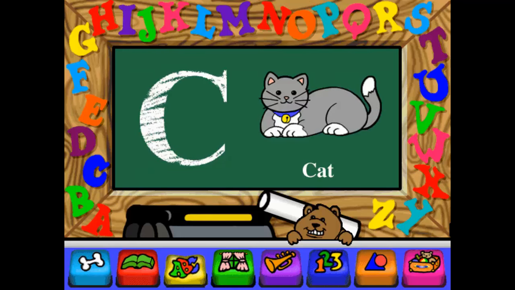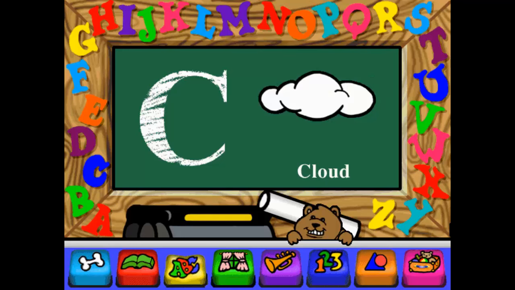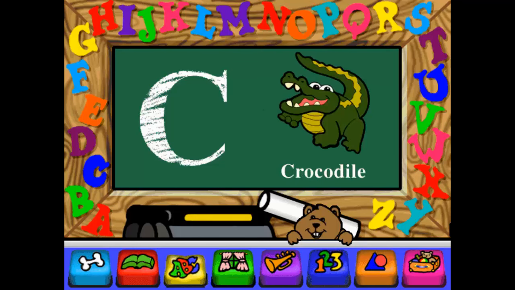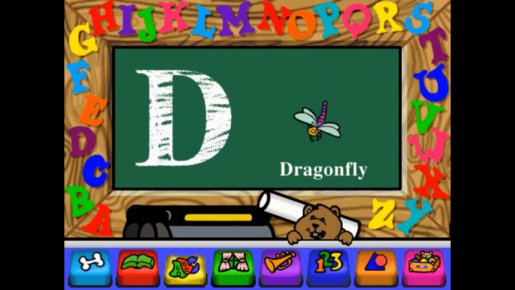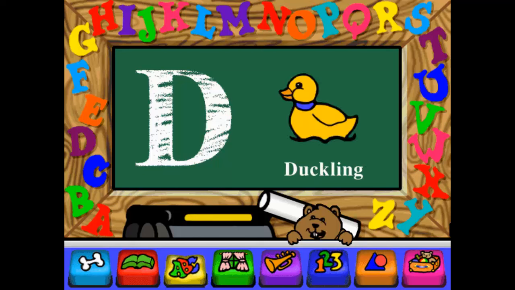C is for cat. C is for cloud. C is for crocodile. D is for daisy. D is for dragonfly. D is for duckling.